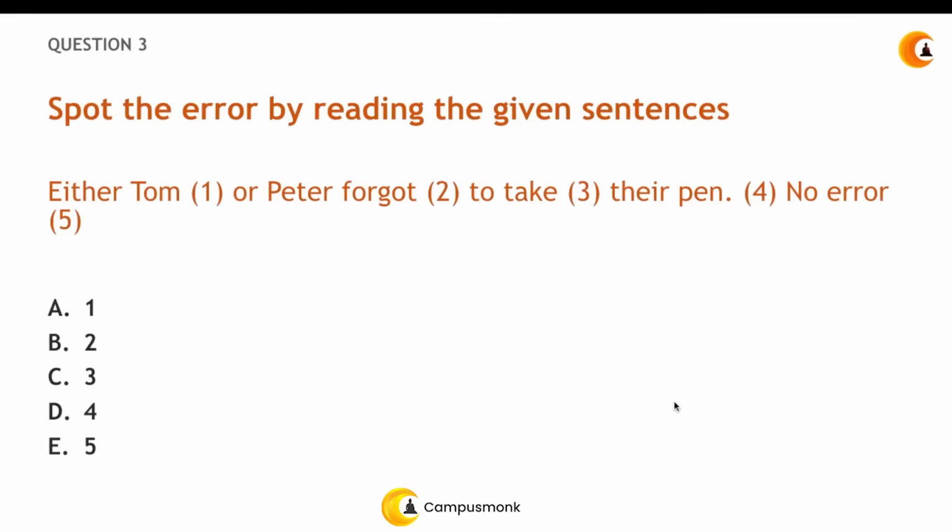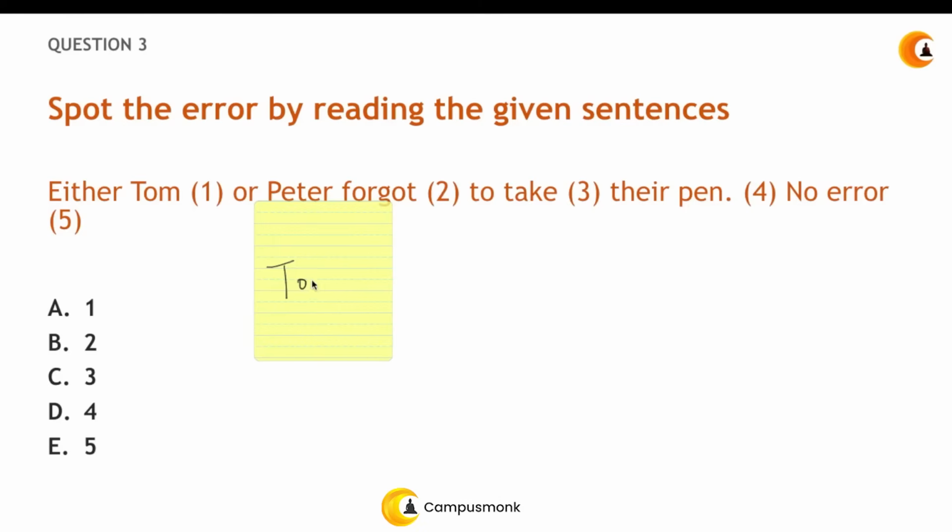Okay, moving ahead to the third question, it refers to spot the error in the given statement. Okay, your 30 seconds starts now. Give it a try. Okay, so the question says either Tom or Peter forgot to take their pen. So where is the error? Either Tom, not an error, or Peter forgot, not an error, to take, it's okay. Their pen.